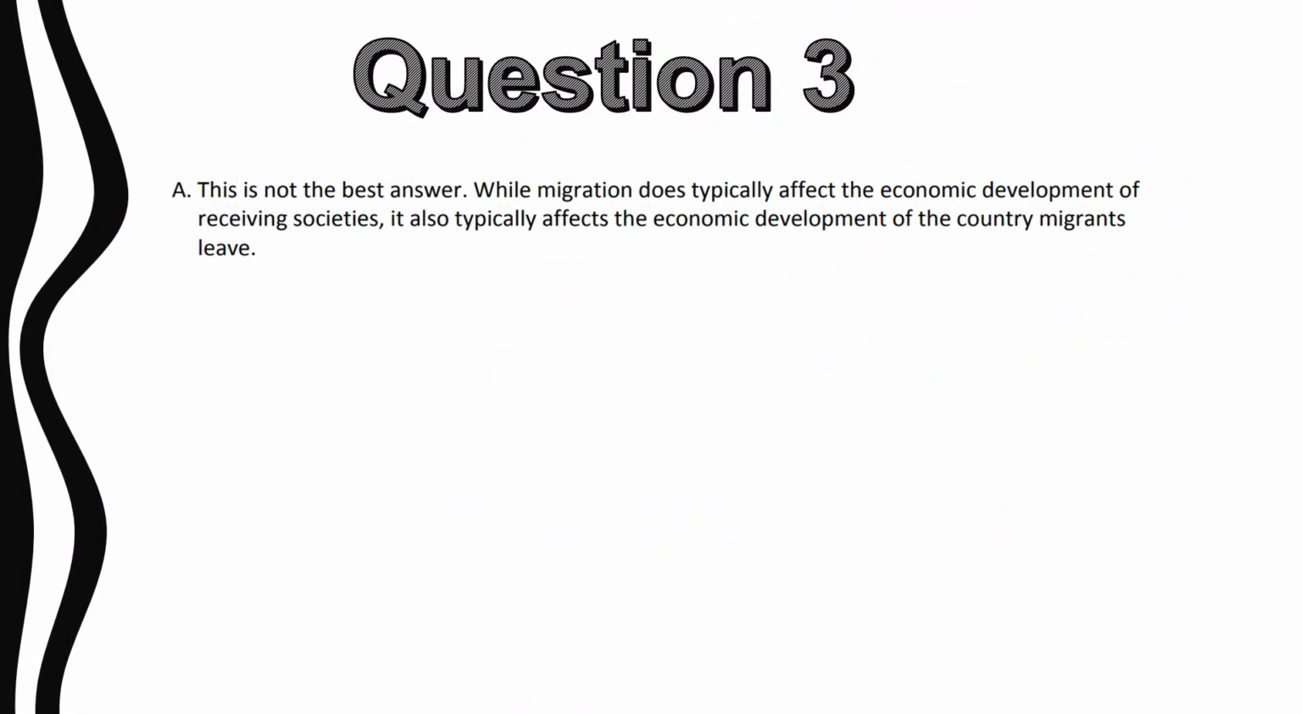All right. So question 3 said, based on the table and the map, the migrants leaving Moldova will most likely impact what? A had said economic development of the societies receiving these migrants, but not the economic development of Moldova. This isn't the best answer. So migration definitely does typically affect the economic development of the society that's receiving them. That means which place they're going to. But it also does affect the economic development of the country that the migrants are leaving, for sure.